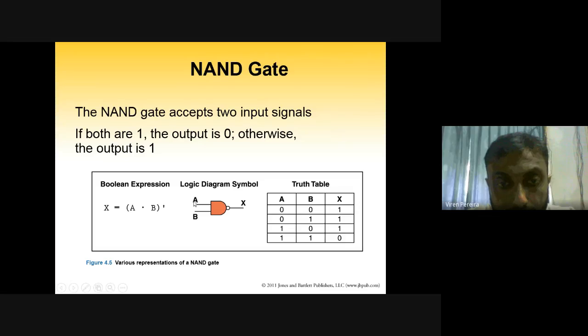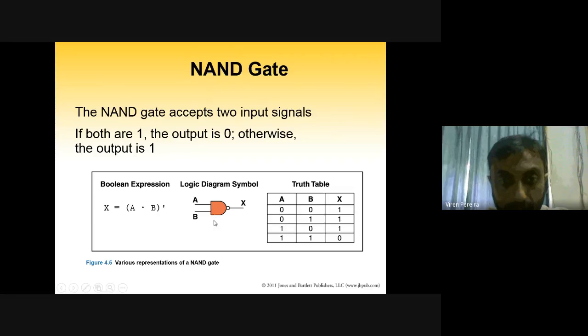The logic diagram is A into B, and you can see this small circle here. This represents the NOT gate. So that's the reason why we call it NAND. It has the AND gate, and it has the NOT gate as well. The N represents the NOT and AND represents the AND gate.